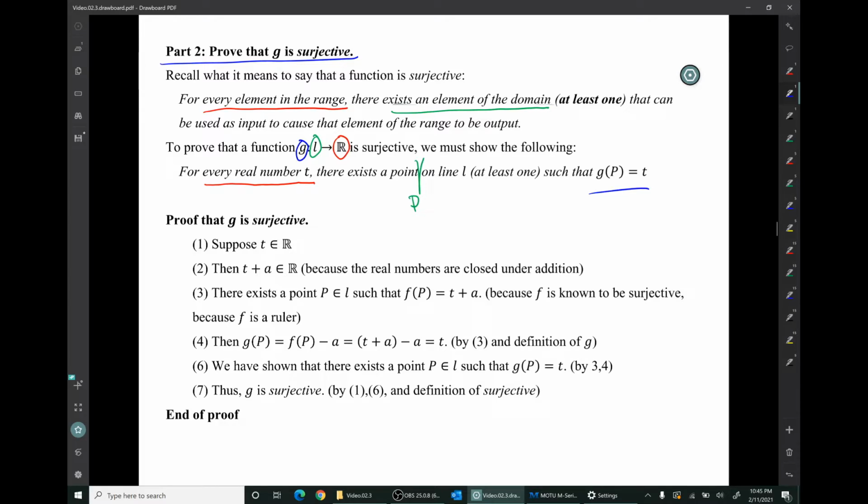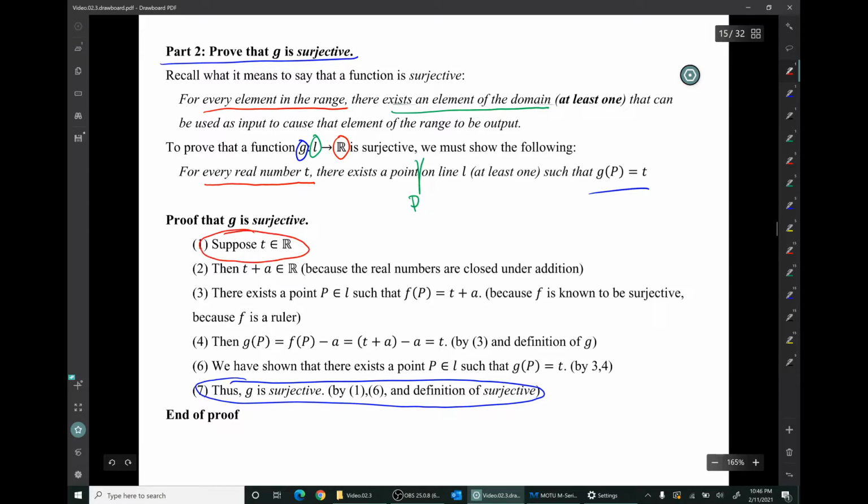So how will this be incorporated into the proof structure? Well, we want to end by saying that G is surjective, and so we'll start by saying, suppose that there is some real number t, and we have to end by saying we found a point P on the line such that G of P equals t. And so these two things together will allow us to end the proof by saying that G is surjective.